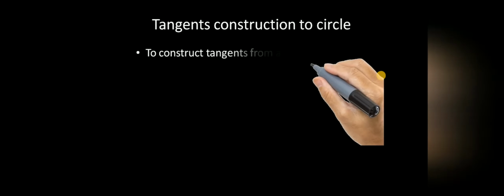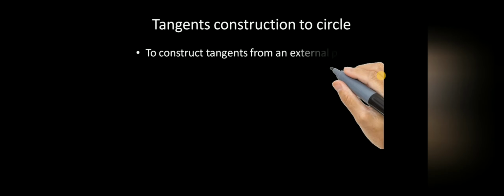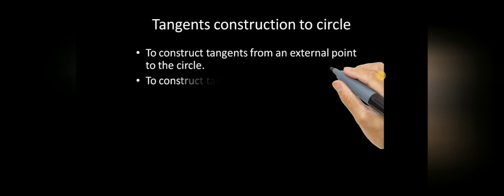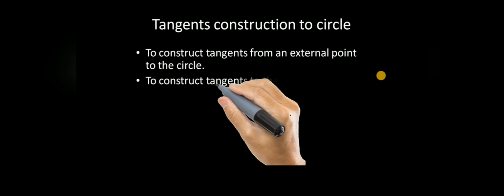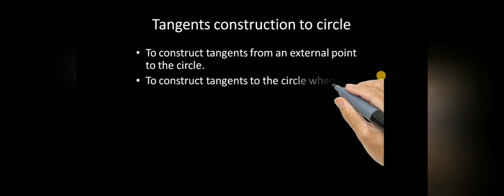See, there are so many methods in the construction of tangents. I am going to show them here one by one. First one is to construct tangents from an external point to the circle. This is the first method. And second one is to construct tangents to the circle when the angle is given between the two radii. This is the second method.